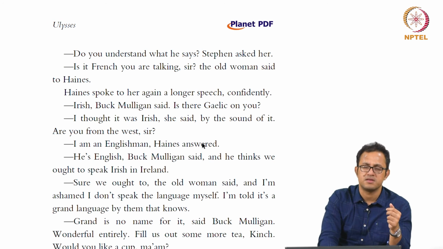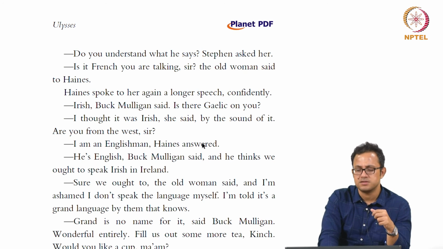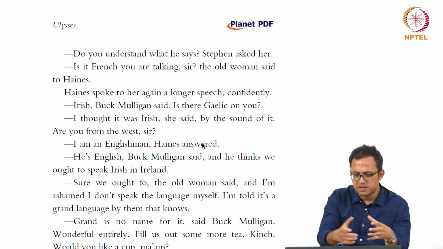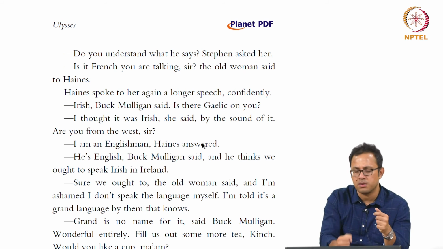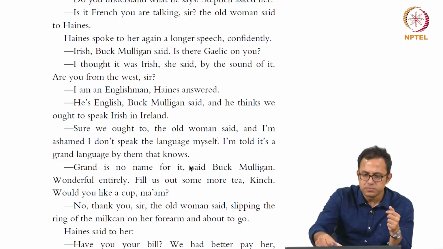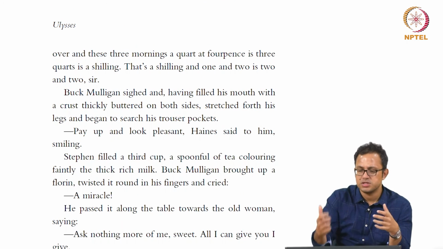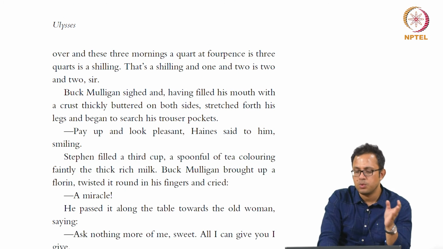That becomes decimated, that becomes deconstructed, in the very act of writing Ulysses. So this language question becomes very much part of the post-colonial debate over here. Okay, and then of course she makes this complicated calculation as a shilling and 1 or 2 is 2 and 2 is up.